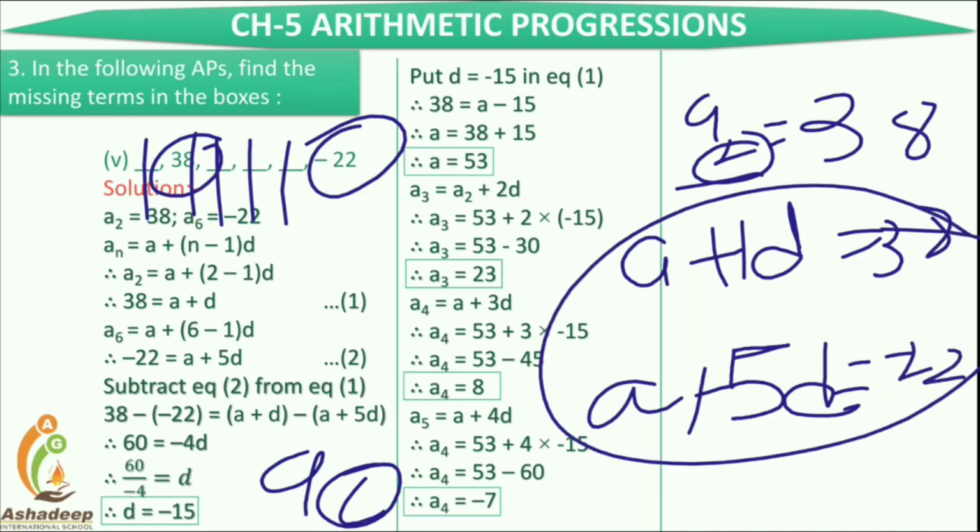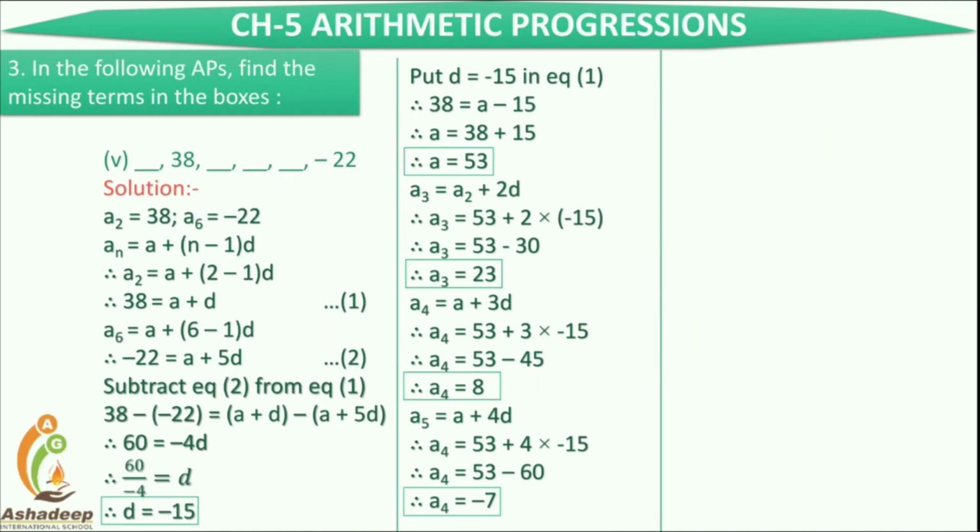Now what do we have to do with these two equations? We have to solve them. Right, see here. A2 is going to be A plus D and A6 is going to be A plus 5D. So this is going to be equation number 1 and equation number 2. Now we have to solve it. So we have to subtract the A and A. So both have the equals and we are going to subtract equation number 1 from equation number 2.